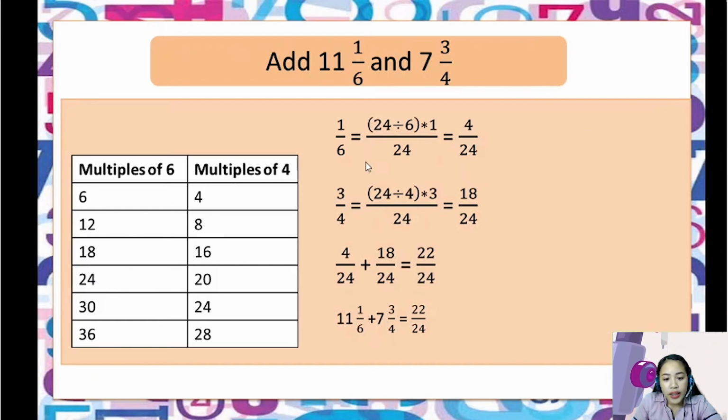So, i-separate lang natin dito. Meron tayong 1 over 6. Huwag mo muna papakalaman yun. Ano yung bago nating LCD? 24. Si 24 i-divide sa bagong LCD at i-times sa dating numerator. So, 24 divided by 6 is 4. 4 times 1 is 4. So, 4 over 24. Next, 3/4 is equal to over 24.